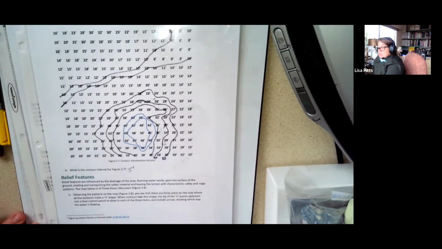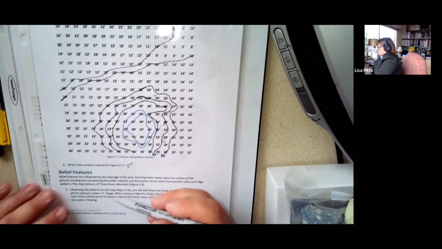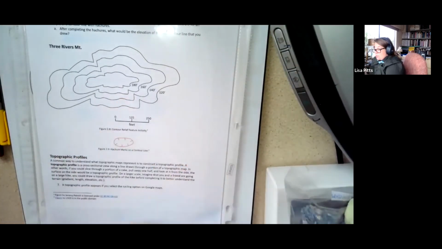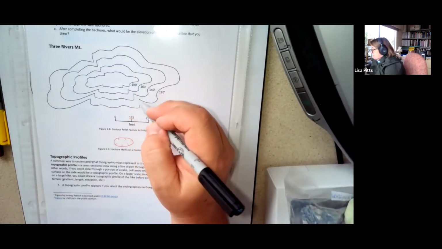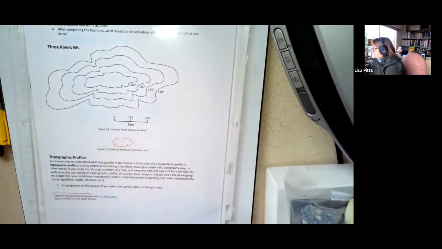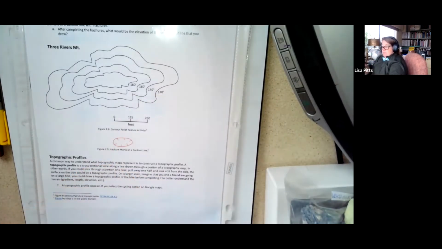The next map is of something called the Three Rivers Mountain, so that gives us a hint. There are going to be three rivers drawn on it. It says, observing the patterns on the map. So let's look at the map. You see that there are three rivers on the map because of these V-shaped things. The cool thing about contour lines is they form a V shape whenever they intersect a river, and the V always points upstream.